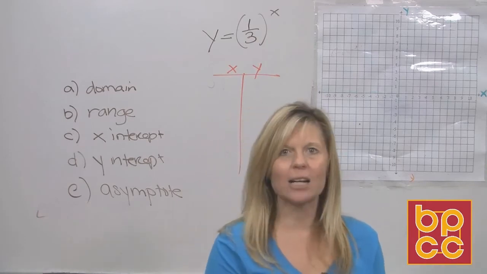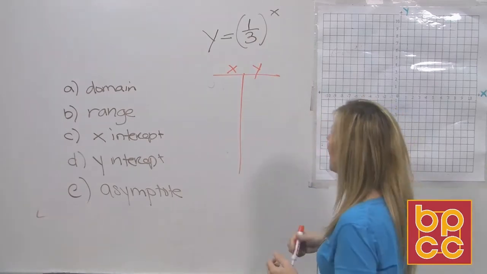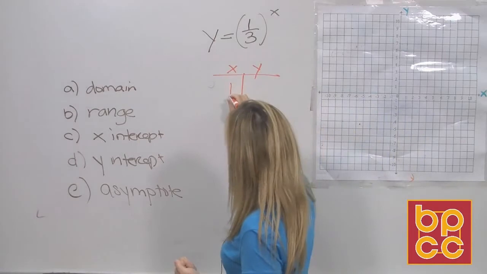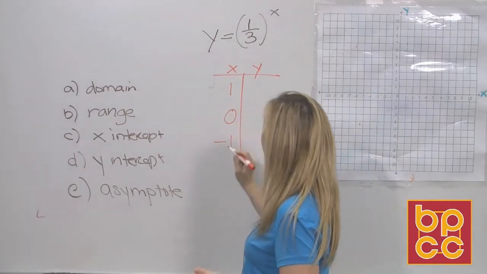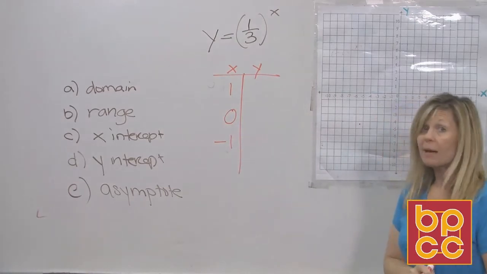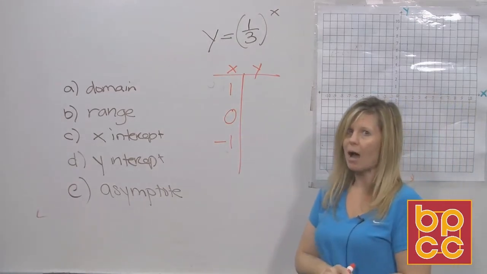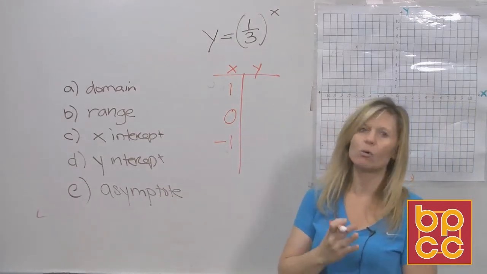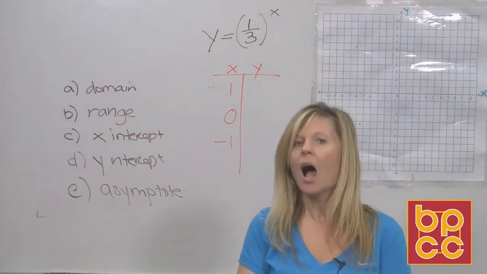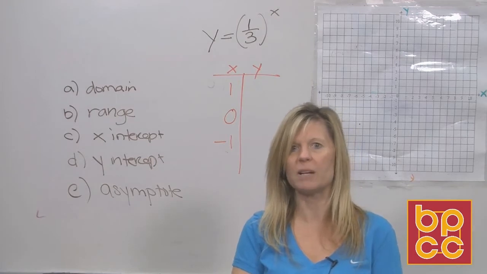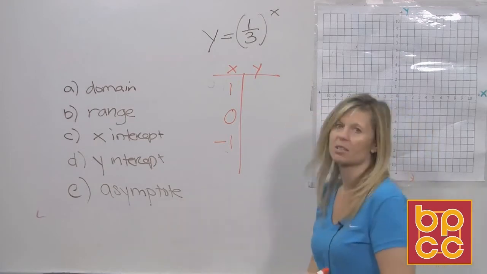You could pick any numbers you want. I'm going to be safe. I'm going to pick a positive number, 1. I'm going to pick always 0, and then I'm going to pick a negative. Okay, so you can pick anything you want. Those are the 3 I always pick. If I have to set up my own t-table of values to graph any equation, I pick 1, -1, and 0 to be safe. So now it's time to substitute.